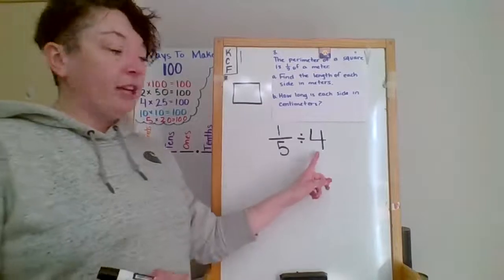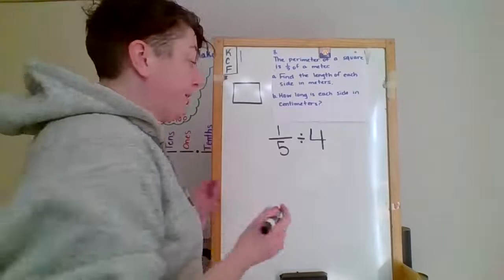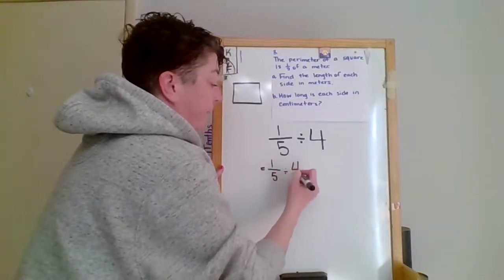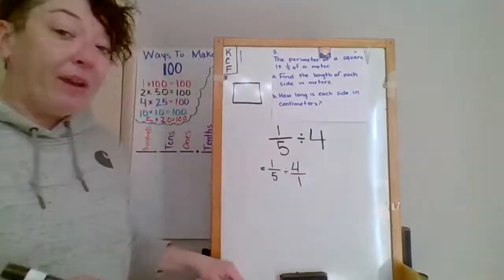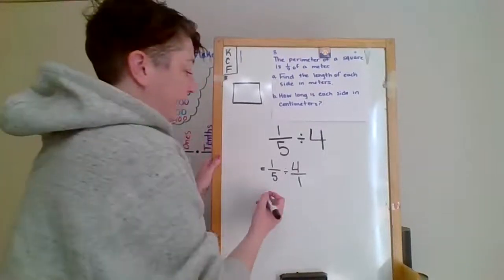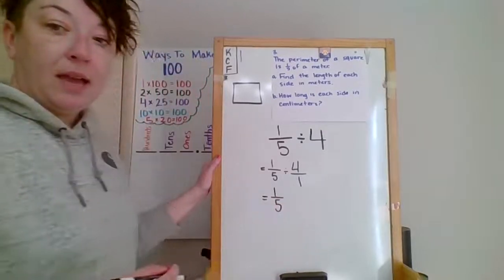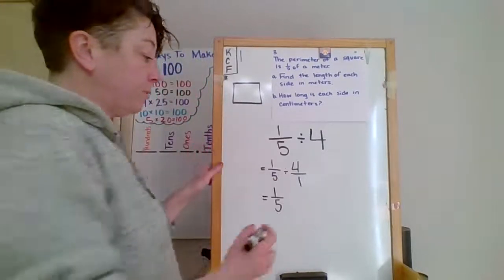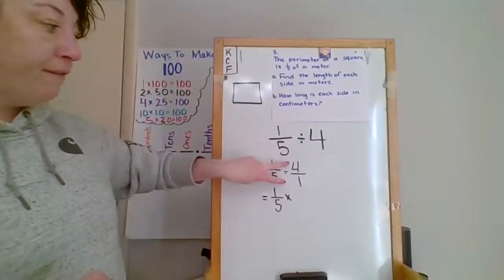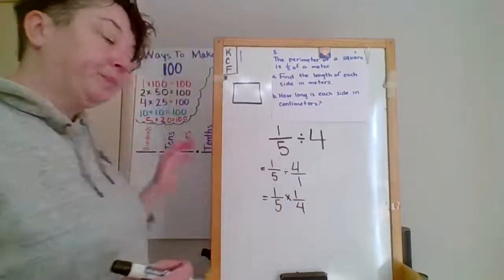Now I have this situation again where I have a whole number. I need to put this over 1 to make it a fraction. So this equals 1/5 divided by 4 over 1. Now I'm ready to divide by using keep, change, flip. So I'm going to keep 1/5. I change my sign to multiplication. And then I take the numbers in the fraction and I flip their positions. So this is 1/5 times 1/4.